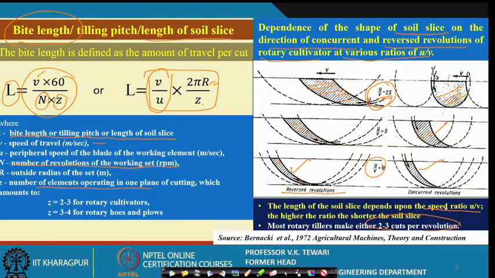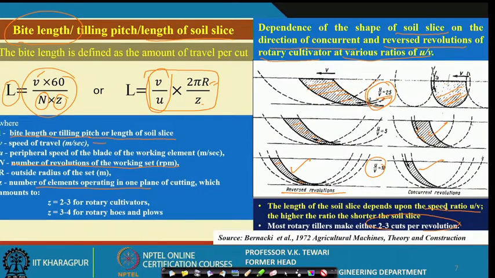Most rotary blades have 2 to 3 cuts per revolution. How many such cuts will appear in a revolution? It has been found that about 2 to 3 cuts will take place. So, depending upon the u by v ratio that you take, you will have these details known to you. Now, let us go to the second slide.